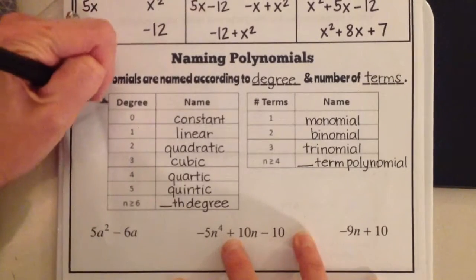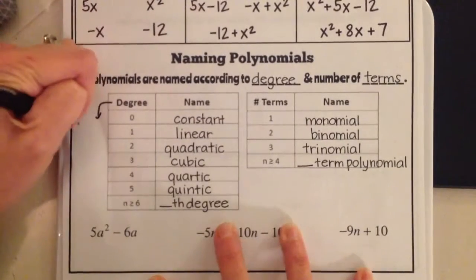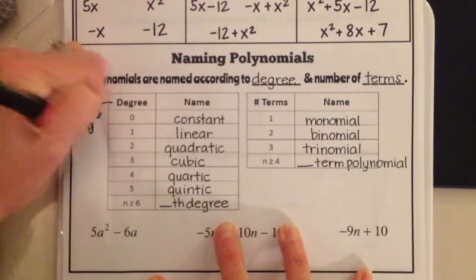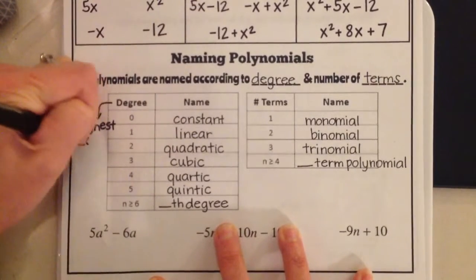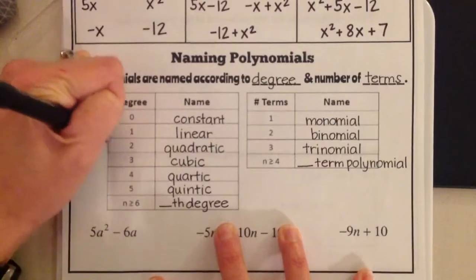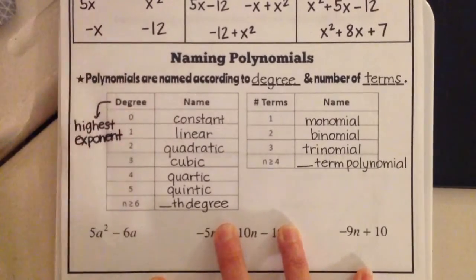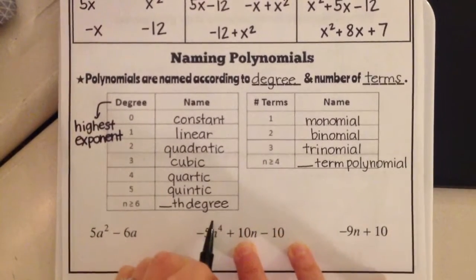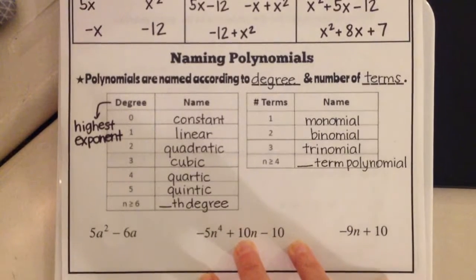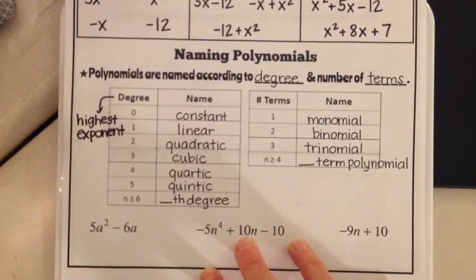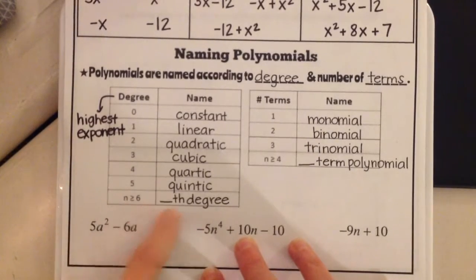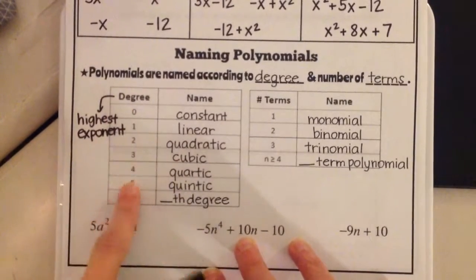Now, degree is referring to the highest exponent number. Okay, so when you look for the degree, you are going to be looking for the highest exponent. And that's going to tell you the name. Now, if your exponent is 6 or higher, you are going to say blank degree, nth degree. So 6th degree, 7th degree, 20th degree, 21st degree, 22nd degree. So you're going to use those numerical words to describe the degree after 6 because they don't have a specific name like 0 through 5.